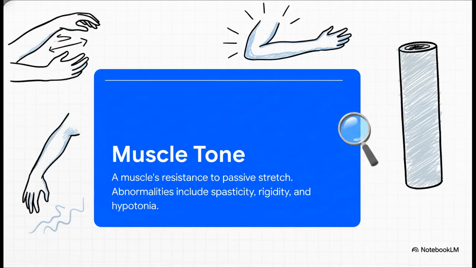Let's really focus on tone for a second. It's that subtle resistance you feel when you move a totally relaxed arm or leg. And when it's abnormal, man, it tells a story. A floppy limb? That suggests something we call hypotonia. A stiff, really resistant limb points towards spasticity. And in some cases, you feel this lead pipe rigidity that's just constant and unyielding.